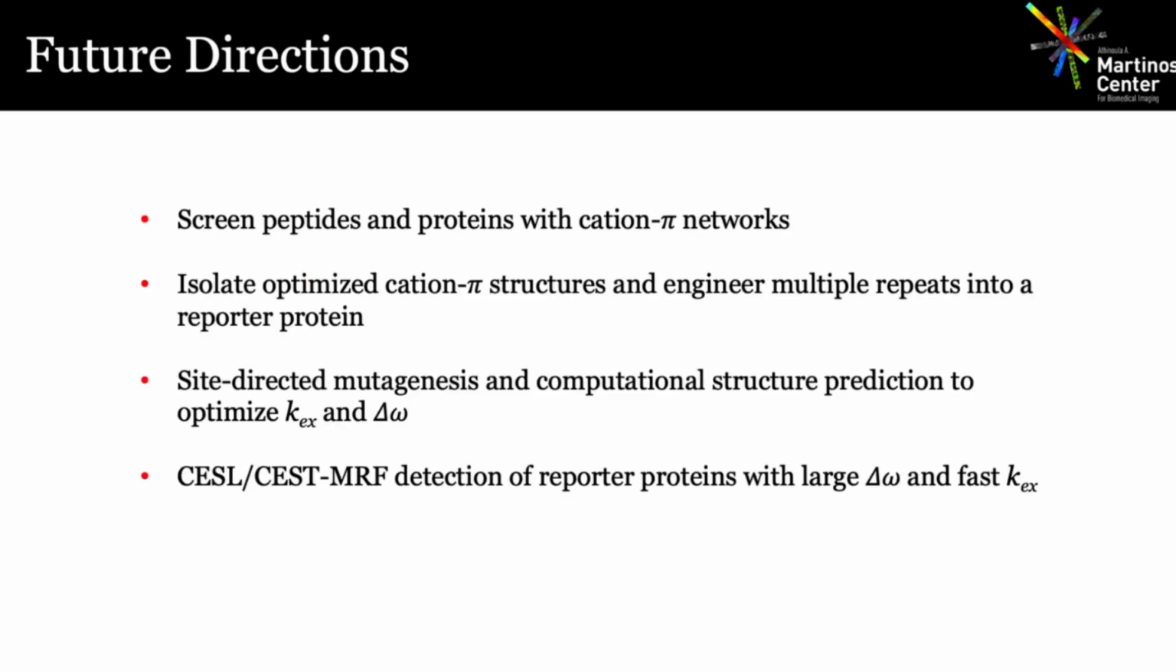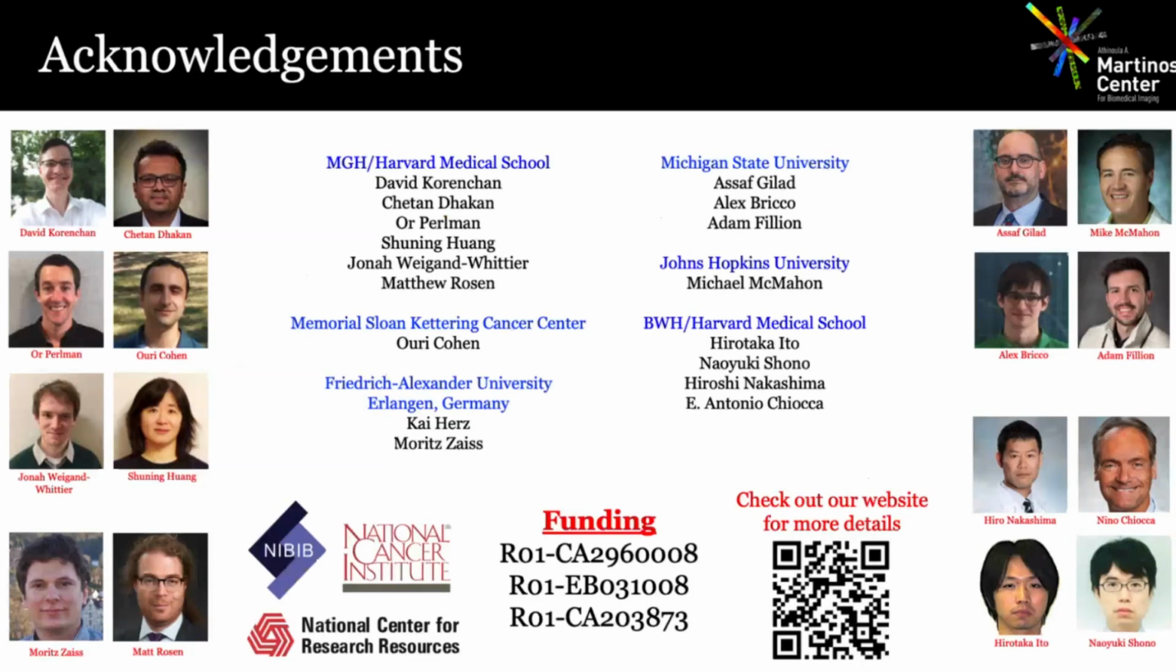So then finally, again, we're starting to screen peptides and proteins with cation pi networks. We want to try to isolate some small optimized structure and then engineer multiple repeats into a reporter protein. And then finally, again, optimize this spin lock CEST method to try to quantify things.